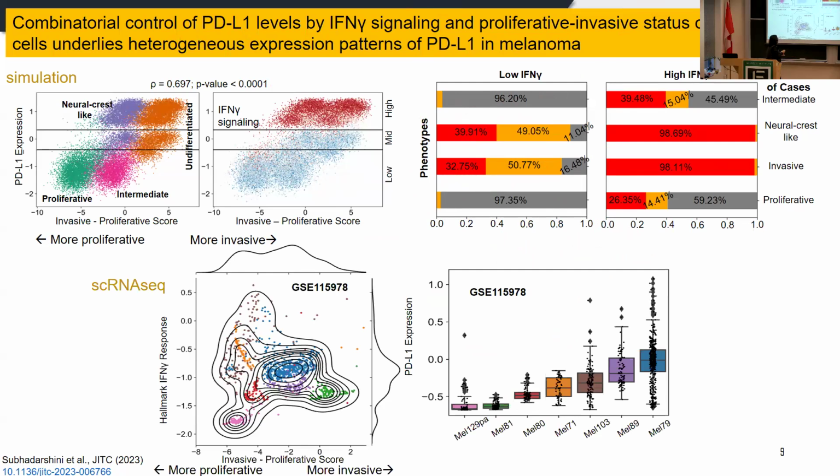And this can also be seen in data. So this is basically single cell transcriptomics data of immunotherapy. And if you look at just the blue cluster, which is a high cluster, which is more invasive and has higher interferon gamma, that has the highest level of PD-L1. And if you look at the pink cluster, which is a low cluster, which is more proliferative and has lesser interferon gamma, that has the least PD-L1.